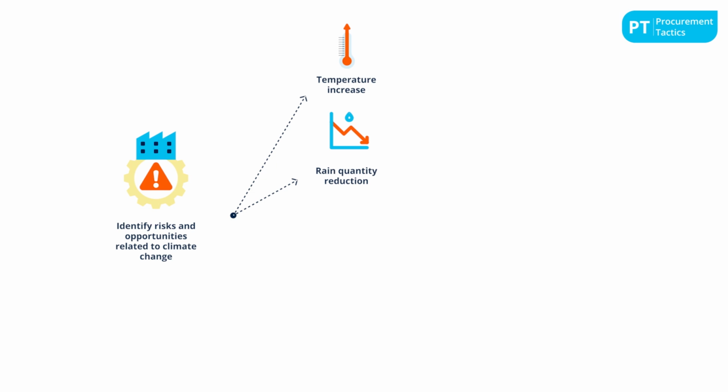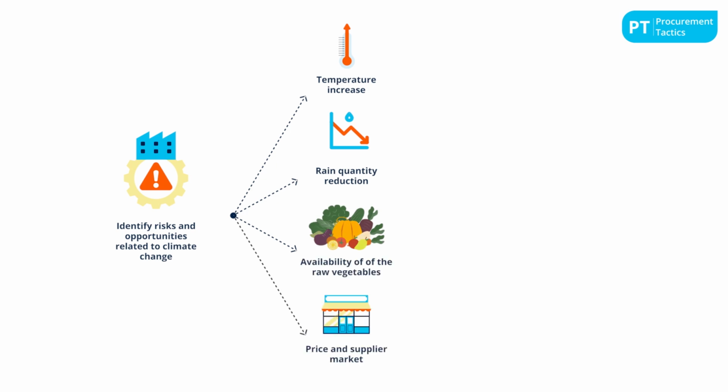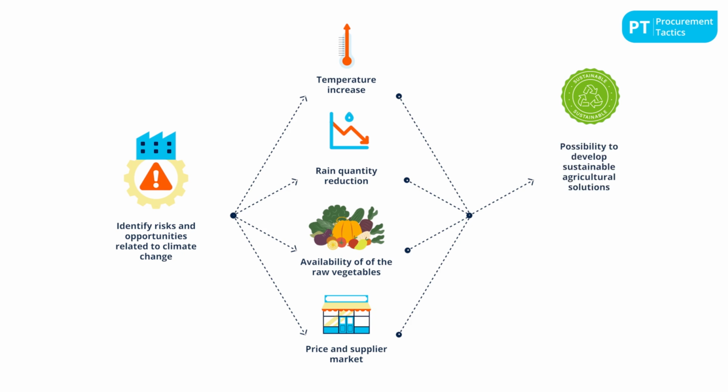Then, the buyer defines critical uncertainties, which are the availability of the necessary quantities of raw vegetables, price, and supplier market. Several scenarios are defined. Some are positive, around having the possibility to develop sustainable agriculture solutions that will save the crops. Another one is pessimistic, considering the temperature limits will go even higher. Finally, our buyer defines implications to the organization in terms of price, delivery time, capacity, and volumes.